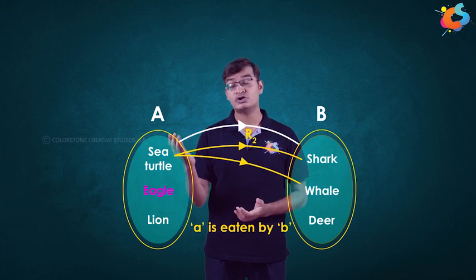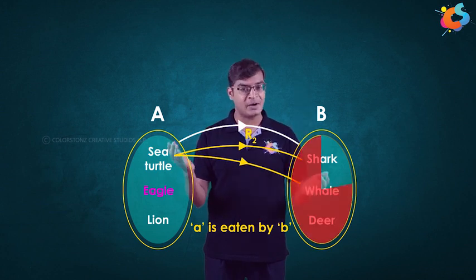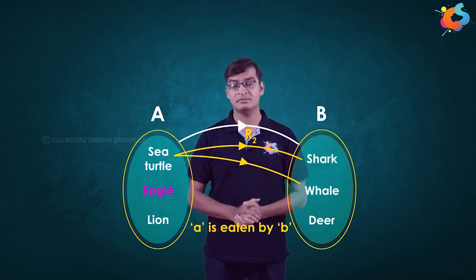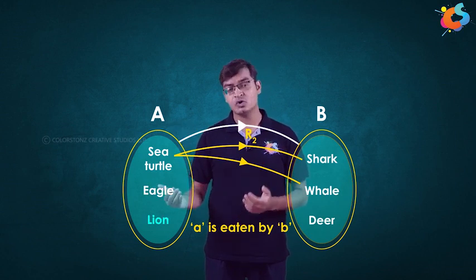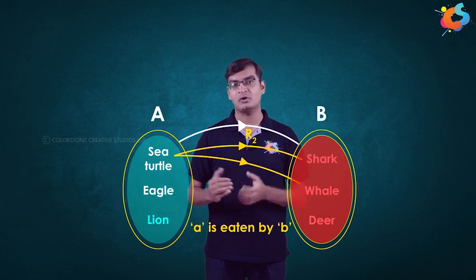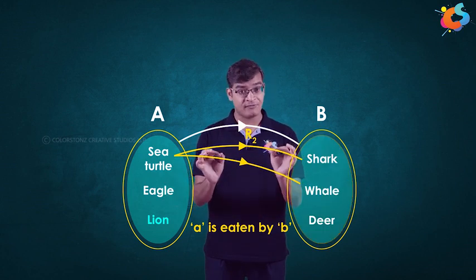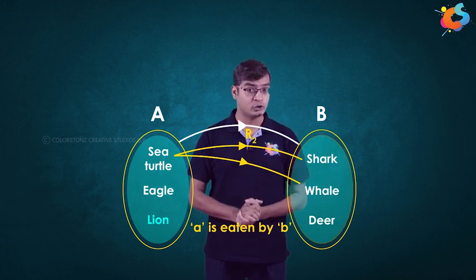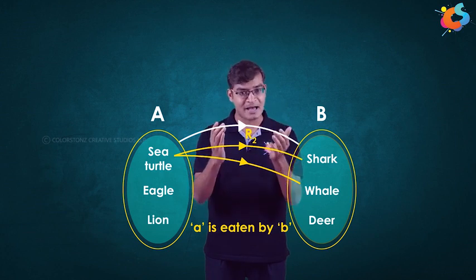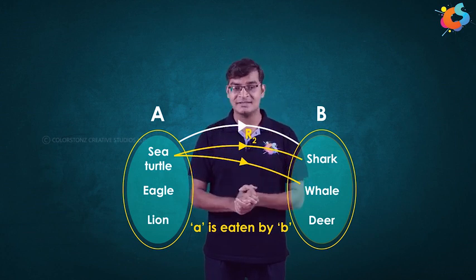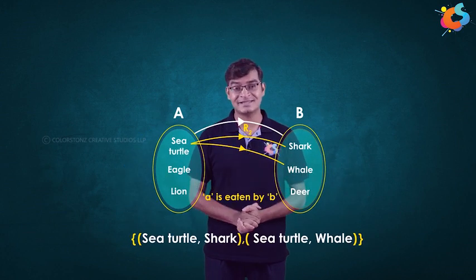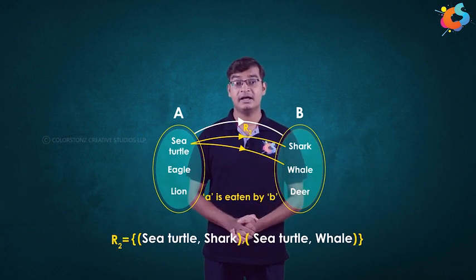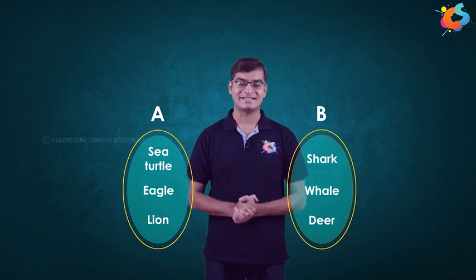Similarly, eagle is not eaten by any element of set B. No problem. Let us go to the next element, and that is lion. Lion is also not eaten by any element of set B. So therefore, under the relation R2, we have only these mappings, and these mappings, just write them as ordered pairs, put them in a set, and this set is R2. Now let us take the next example.